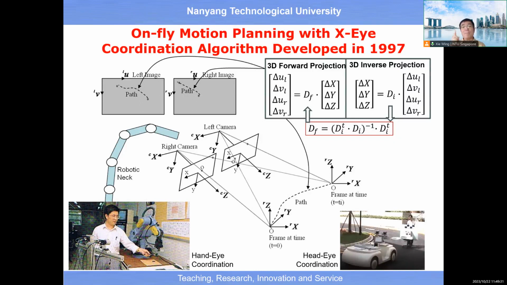But the important conclusion is that between the motion of the camera and the motion of the image feature, there is a constant matrix. df and di are constant matrices. All right. So actually, these two matrices serve as a planning matrix. Actually, it's a planning equation.